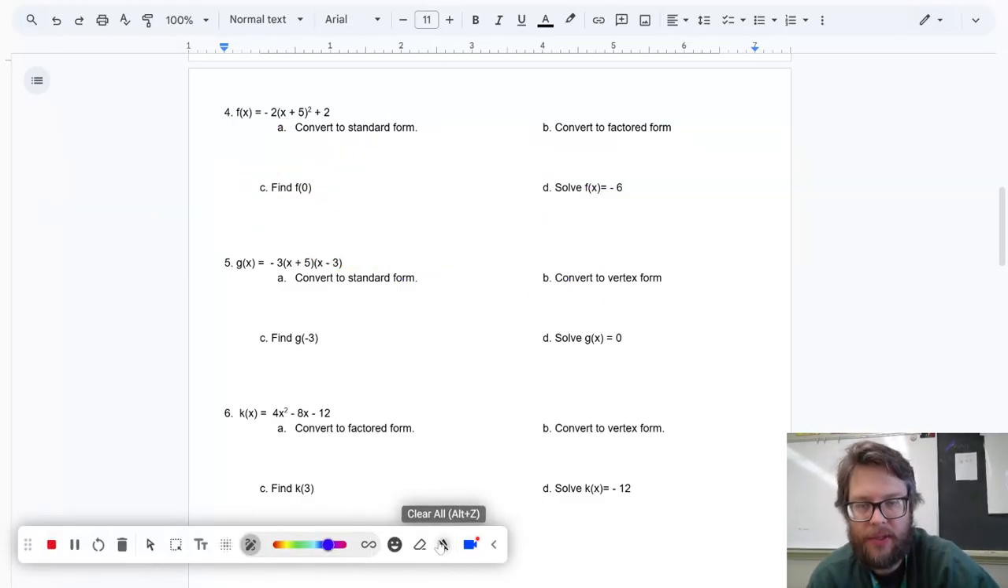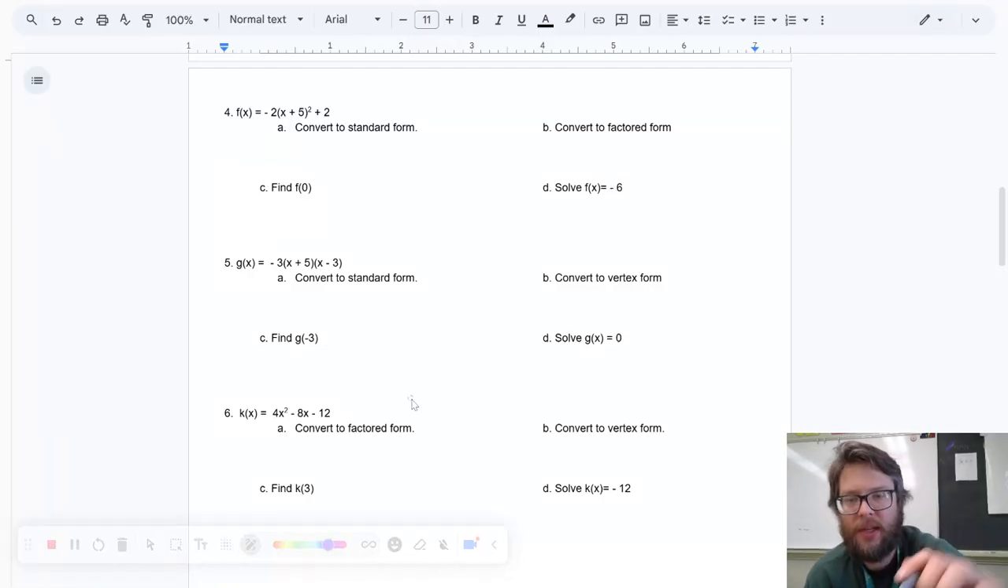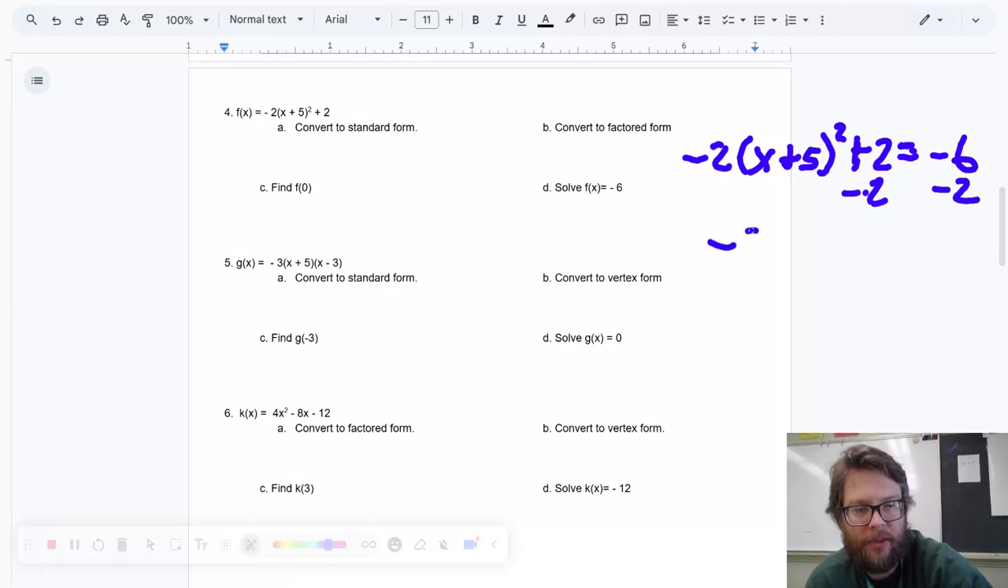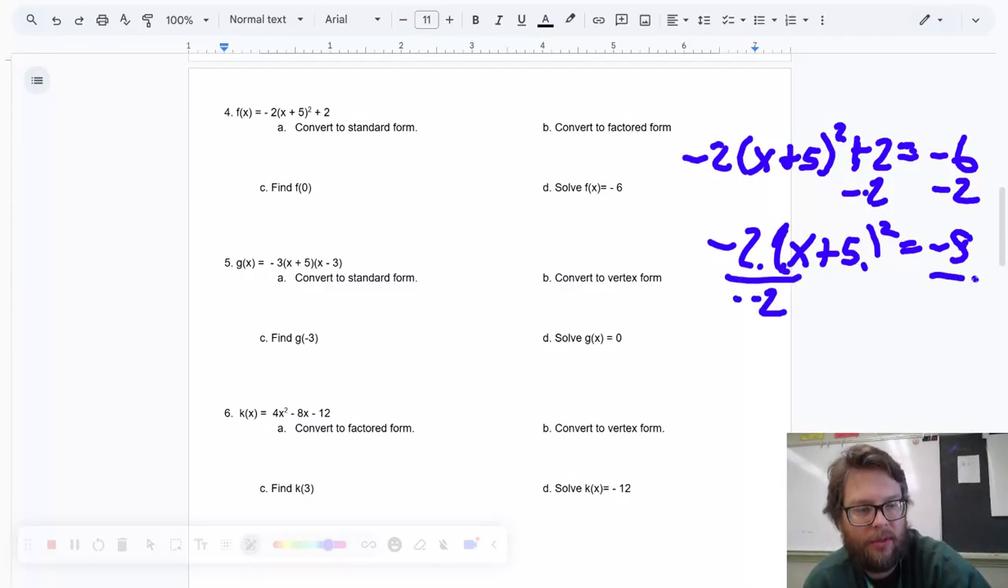The last one, where it says f of x equals negative 6, I'm going to just take my original version. I think this is the easiest way. The other ones, I don't know, harder to solve. But when you've got it in vertex form, setting it equal to negative 6, pretty straightforward. You're just getting rid of each piece of the problem. So opposite of plus 2 is minus 2. Opposite of times negative 2 is divide by negative 2.